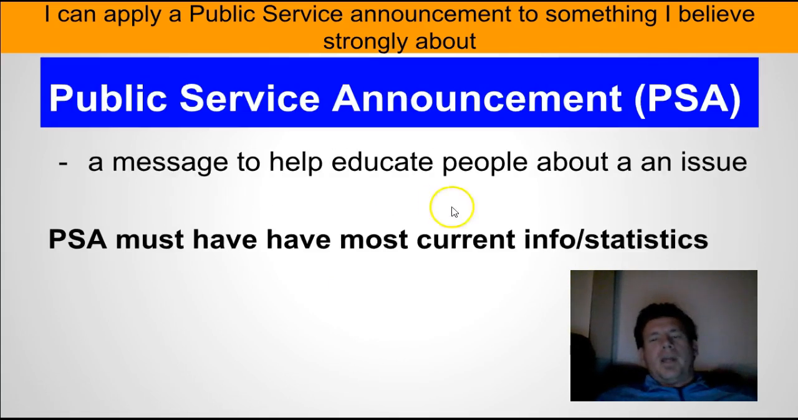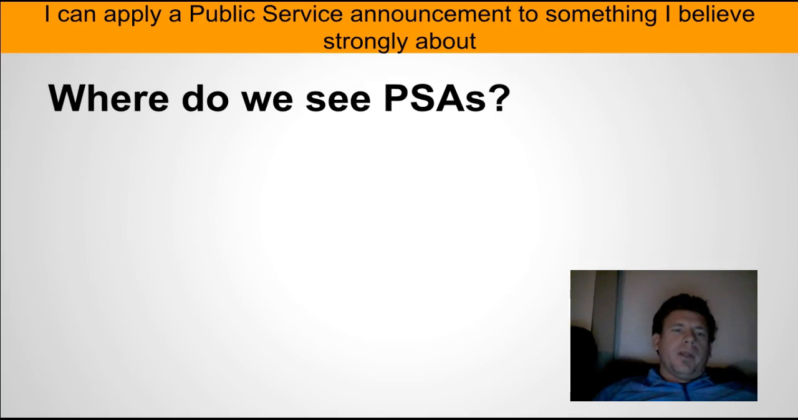So public service announcements are messages that help educate people about an issue, and that's where the advocates come in. So whenever we create our public service announcements, they need to have the most current info and statistics. Public service announcements lose their value and lose their credibility if the information is not correct or valid. So that's going to be important when you're creating one here just a little bit later today.